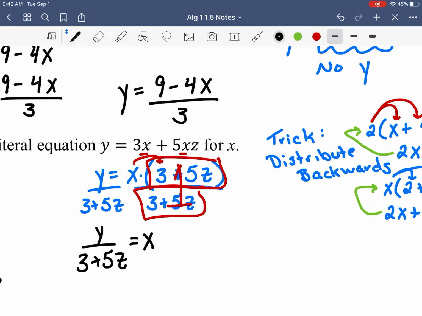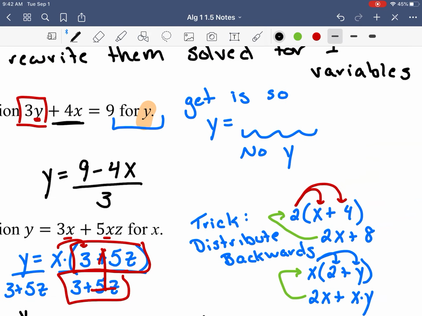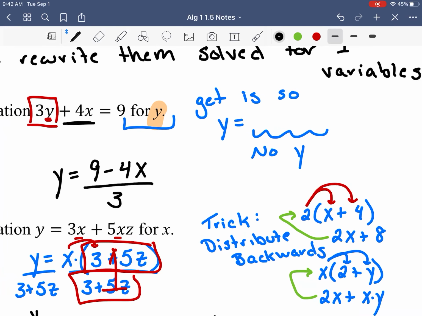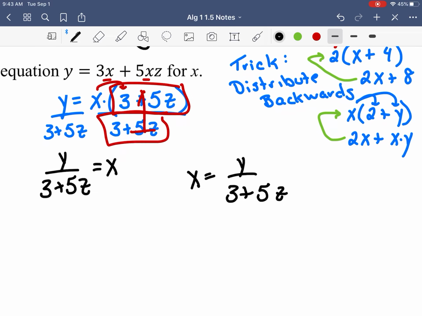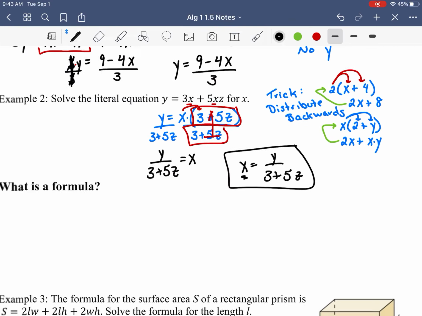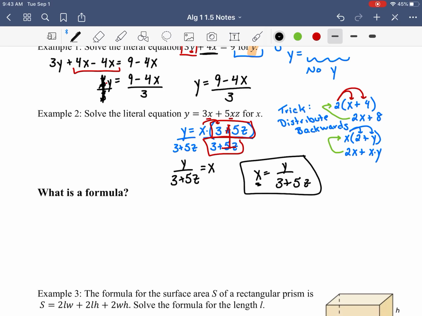Normally we'd write that the other way. So again, our end goal of solving is to get it so the y's on one side, no y here, solve for x. We want an x on one side, no x over here, and I was able to do that. So there I am, solve for x.